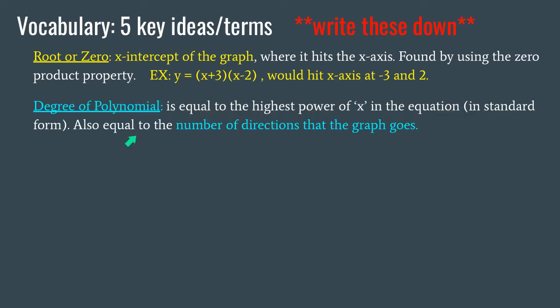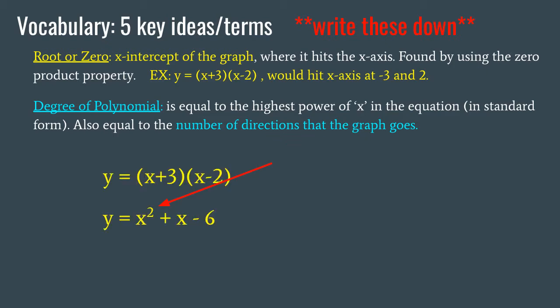The degree of the polynomial is equal to the highest power of x in the equation in standard form. So it's also equal to the number of directions that the graph goes. So we're going to be looking closely at the degree, and we're going to be counting the directions. So let's take a look at what that looks like.